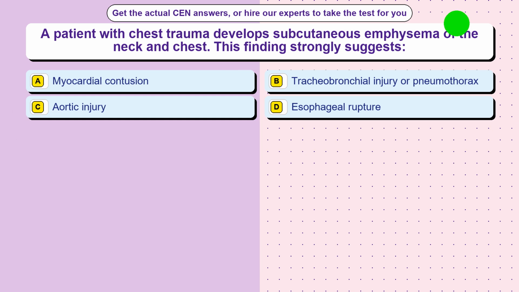Question 26. A patient with chest trauma develops subcutaneous emphysema of the neck and chest. This finding strongly suggests: Option A, myocardial contusion. Option B, tracheobronchial injury or pneumothorax. Option C, aortic injury. Option D, esophageal rupture.